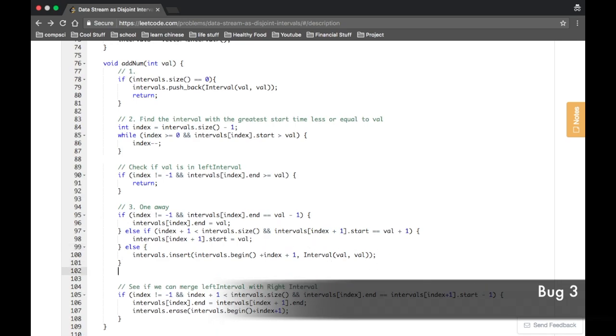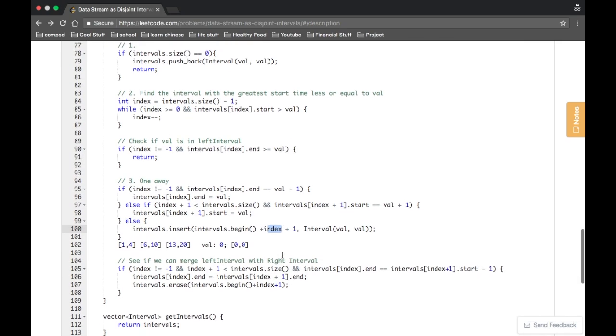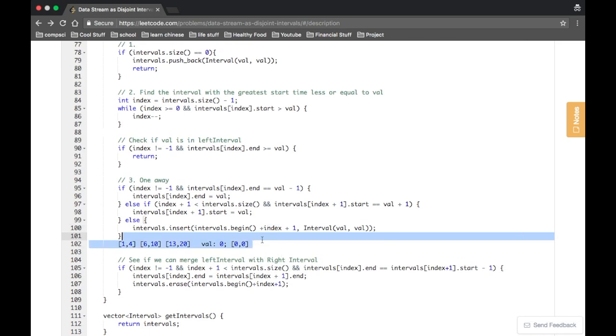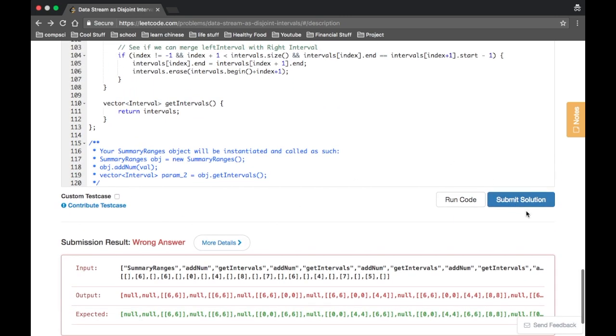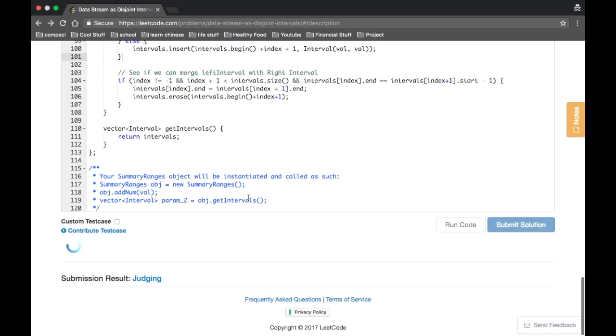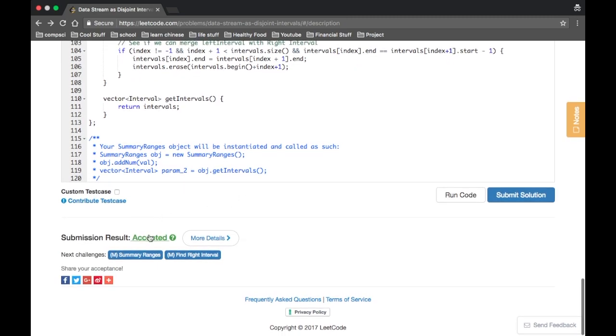So if I had some intervals, and let's say the value is 0, instead of putting 0, 0 at the end over here, I want to put it over here at index 0. Okay, so hopefully this is the final bug and I'll get that green money. I mean, that's not, yeah. Okay, awesome.